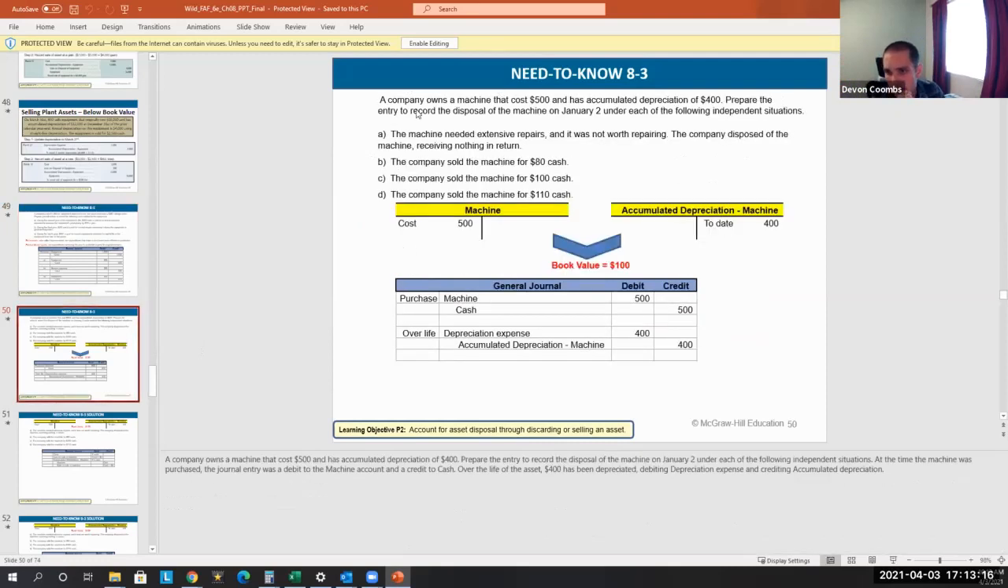Second one, the company owns a machine that costs $500. What's the journal entry for the purchase? Debit the machine, 500, credit the cash, 500. Impact on accounting equation, 0, right? Asset went up, asset went down.